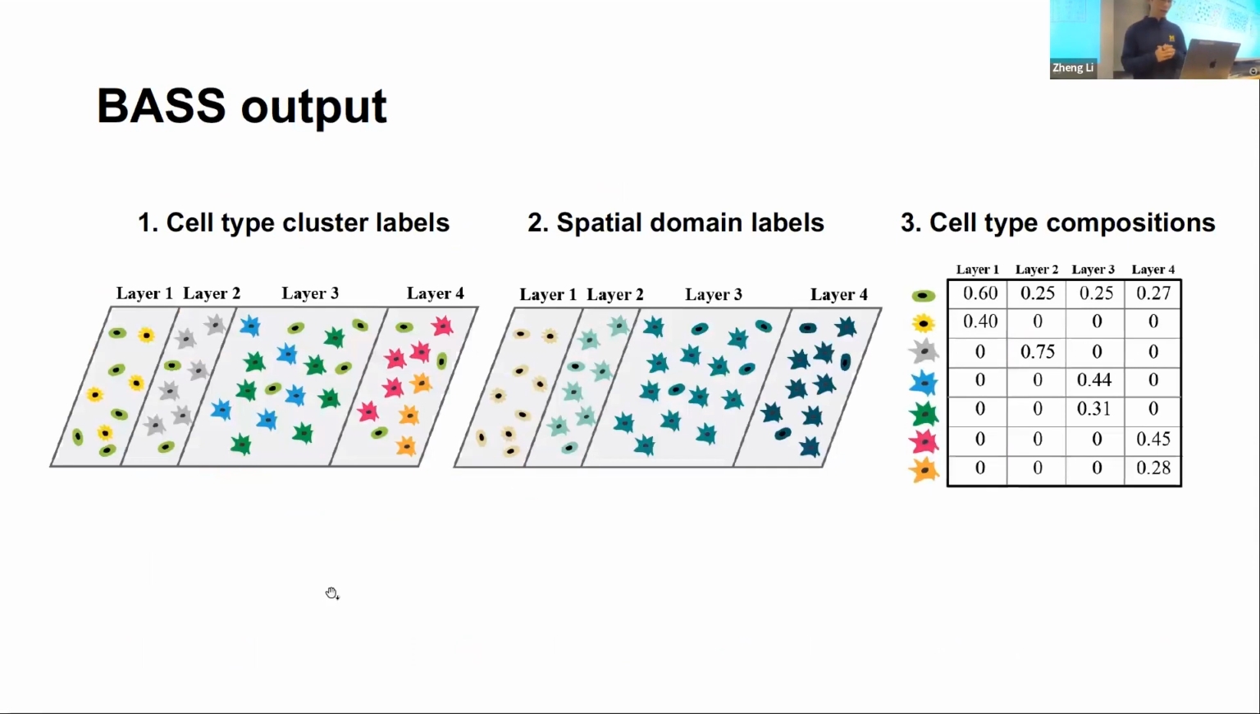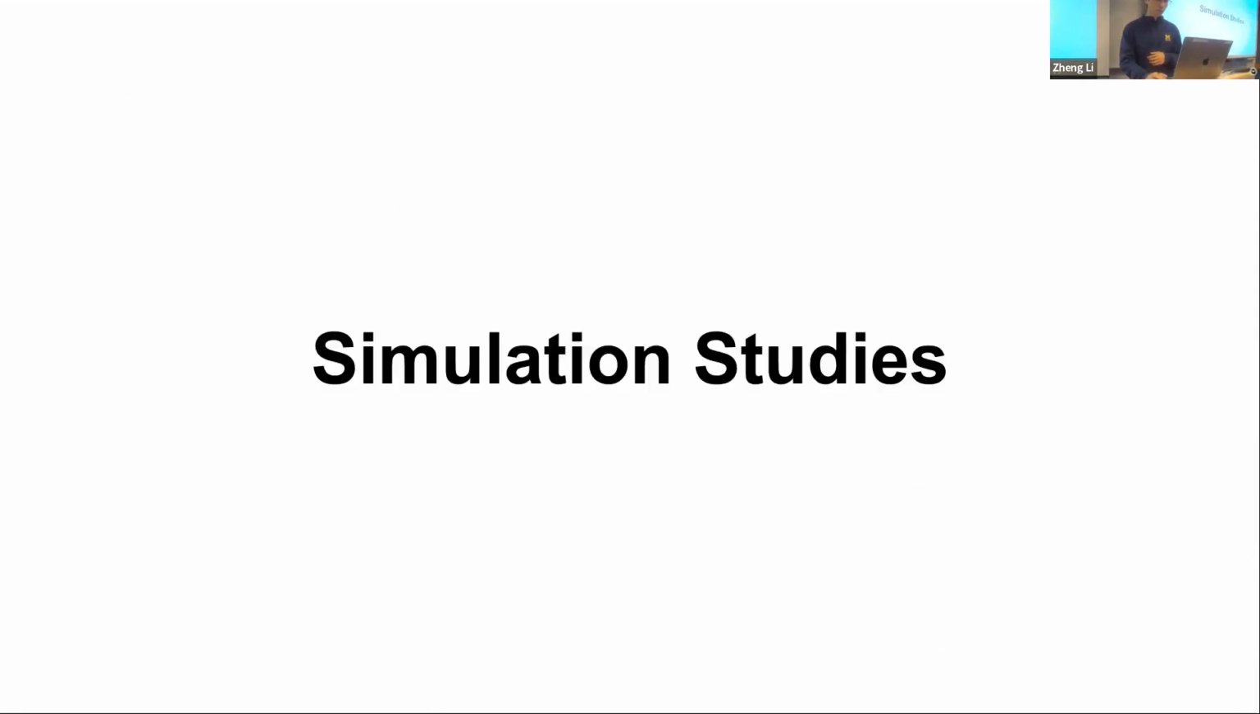So in the end, we would have three outputs. One is the cell type cluster labels, the second one is spatial domain labels, and finally we have the cell type compositions within each spatial domain. And this is basically our method. And next, I'll move on to the results section. Before I do that, are there any questions?